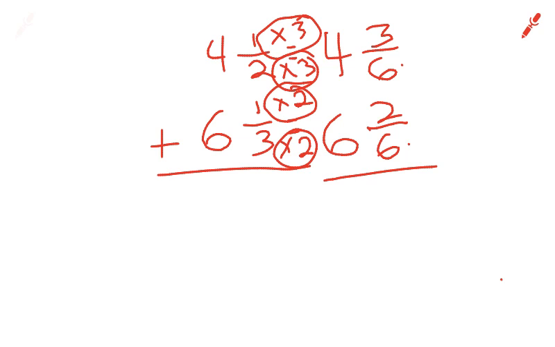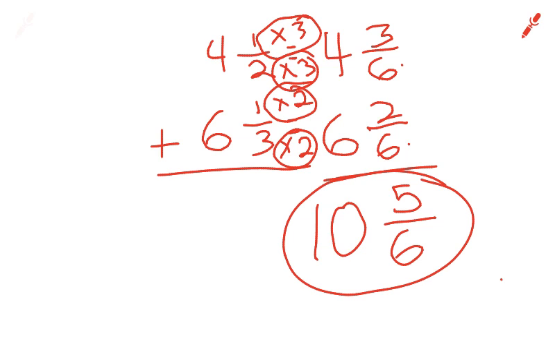Now we add up our fractions. 3 plus 2 is 5 over 6. Add up our whole numbers. 4 plus 6 is 10. And our fraction can't be reduced. We have completed this problem. Go ahead, circle your answer of 10 and 5/6.